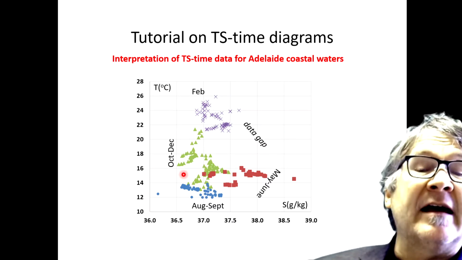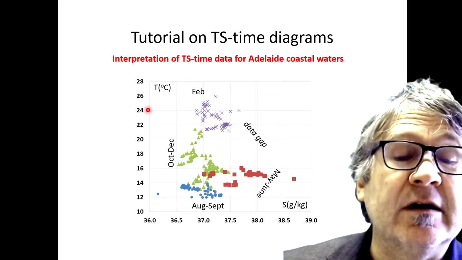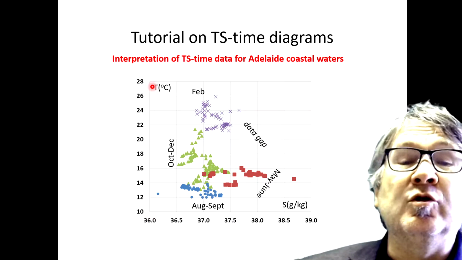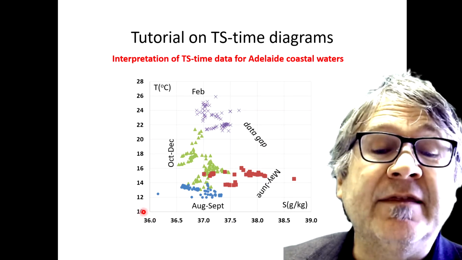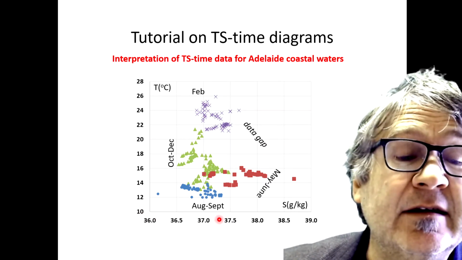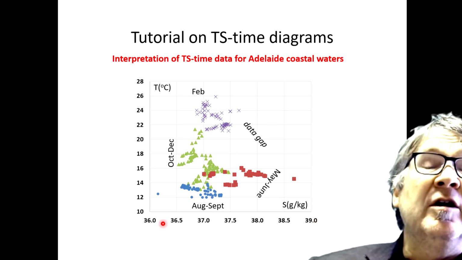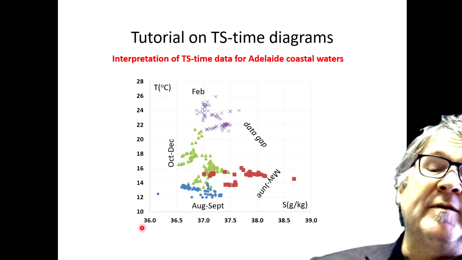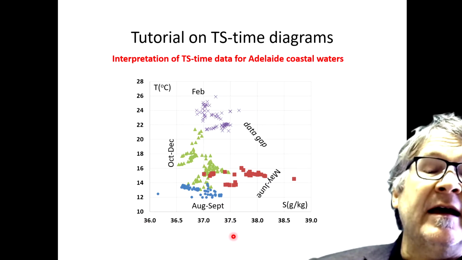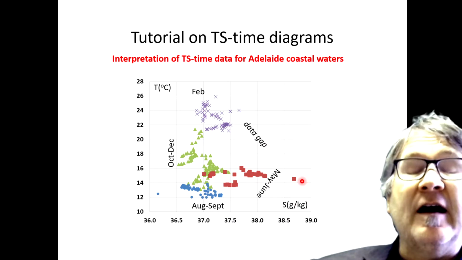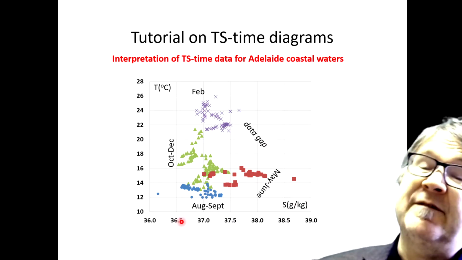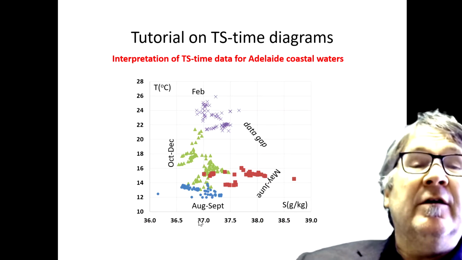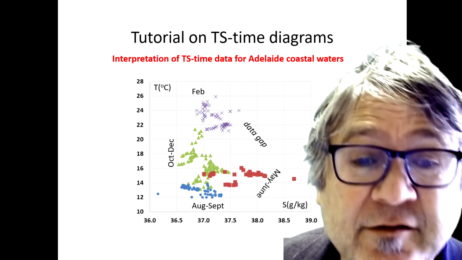The vertical axis, the y-axis, is temperature in degrees Celsius, and you can see it goes from 10 degrees to 28 degrees. And the x-axis is salinity, in grams per kilogram. It varies between 36 and 38.5 grams per kilogram. It's a very subtle difference, but anyway. So now here you can see different months of measurements.